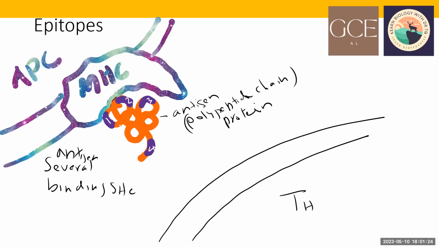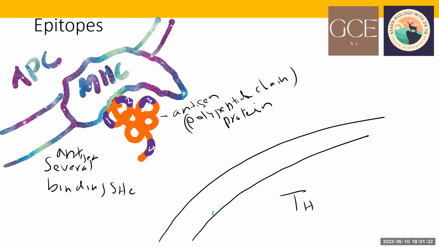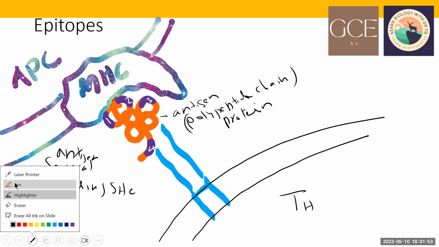So binding site for what? Binding site to a T cell receptor. Here is a T cell receptor. So in this case, T cell receptor can recognize this, for example, like this. So this number 4 is recognized. So number 4 is now considered as an epitope.